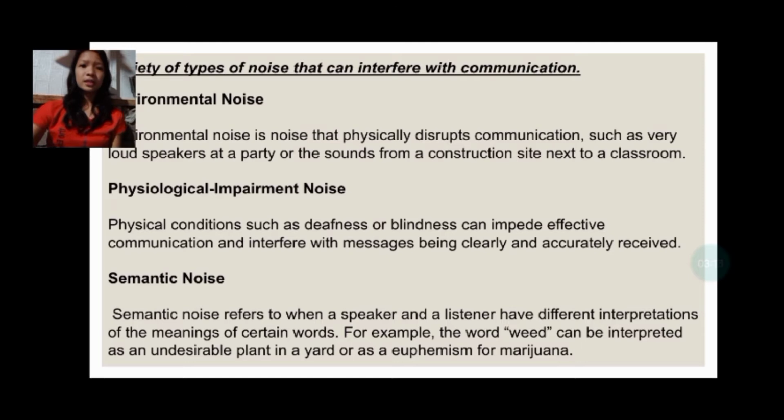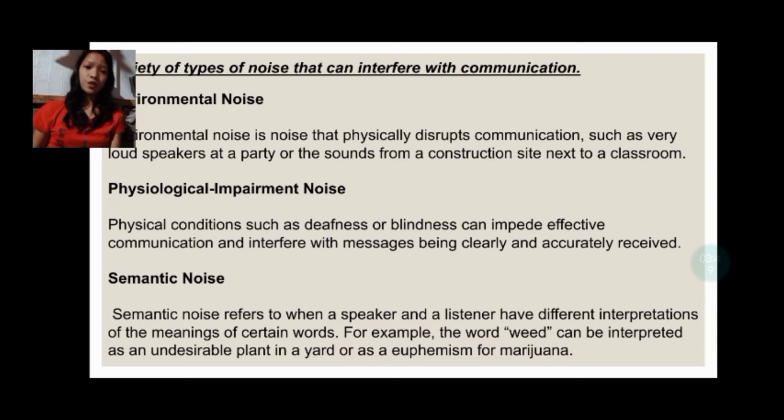There are various types of noise that can interfere with communication. Environmental noise. Environmental noise is noise that physically disrupts communication, such as very loud speakers at a party or the sounds from a construction site next to a classroom. Physical impairment noise. Physical conditions such as deafness or blindness can impede effective communication and interfere with messages being clearly and accurately received.